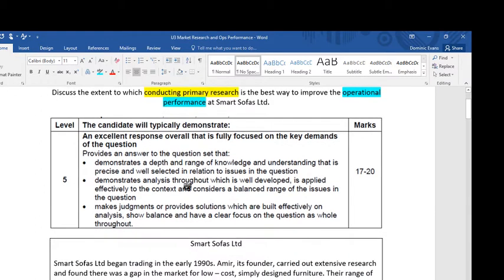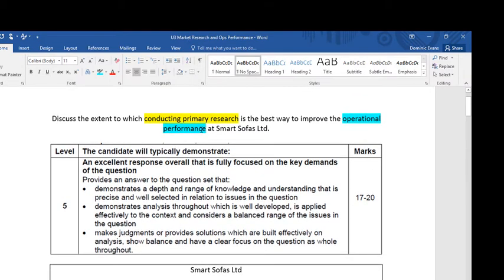I've been through this quite a few times in this series of videos on essays, but we're going to look for knowledge and understanding that's precise and well selected in relation to the issues in the question, analysis throughout which is well developed and applied effectively to the context, considering a balanced range of issues, and judgment built effectively on analysis that shows balance with a clear focus on the question as a whole throughout.